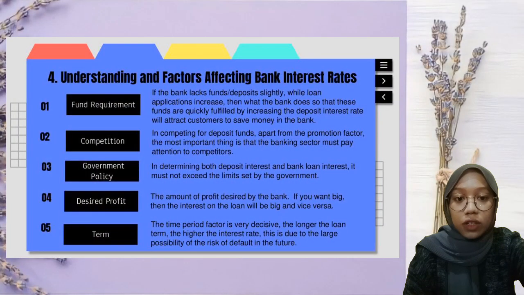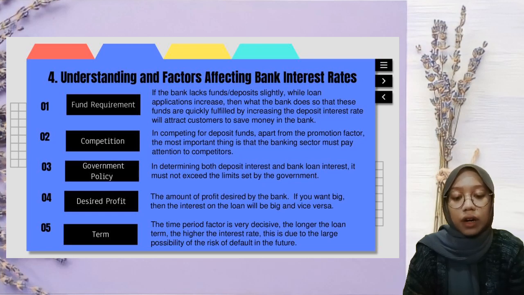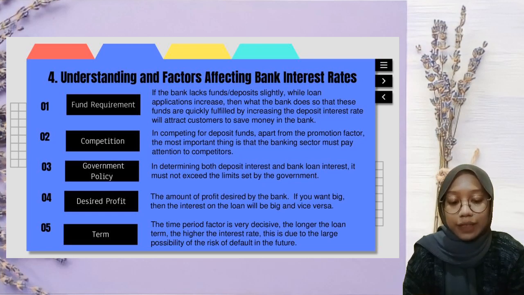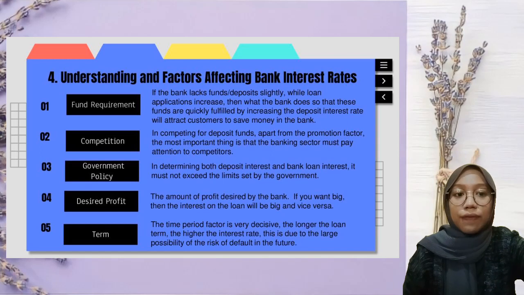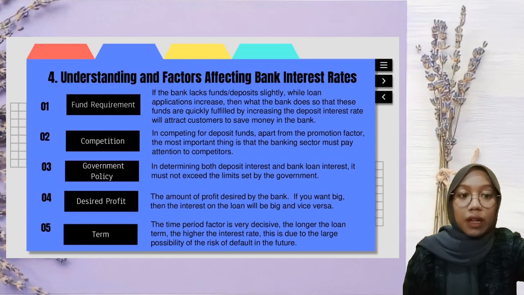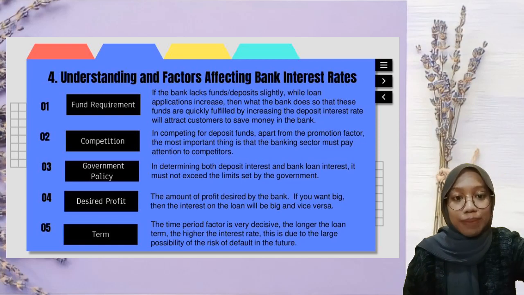And understanding the factors affecting bank rates. First is fund requirements. If the bank lacks funds or deposits lack an application increase, then what the bank does artificially by increasing the deposit rate will attract customers to save money in the bank.